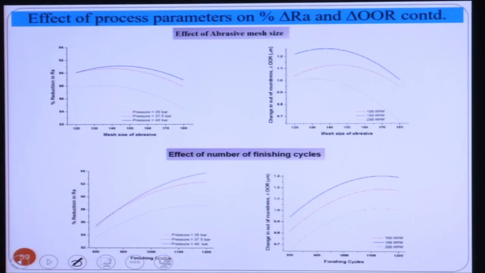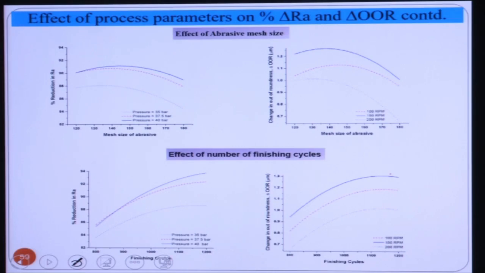With the mesh size also, as already discussed, with the increase in mesh size you have smaller abrasive particles, so more abrasive particles take part in the polishing. That's why surface roughness improves. After that, if we increase the mesh size further, more abrasive particles will be there, so there will be fewer CIP particles to give the bonding strength to the fluid.